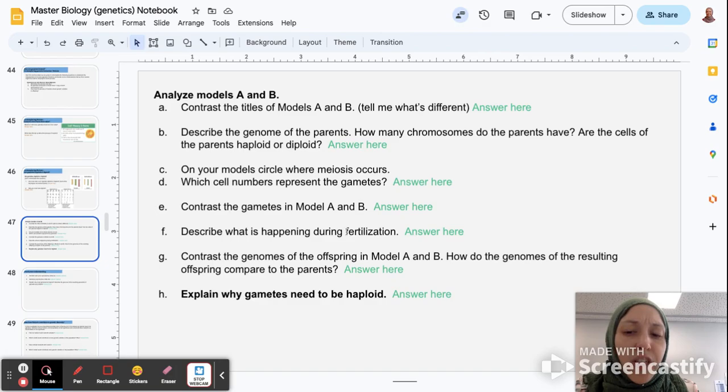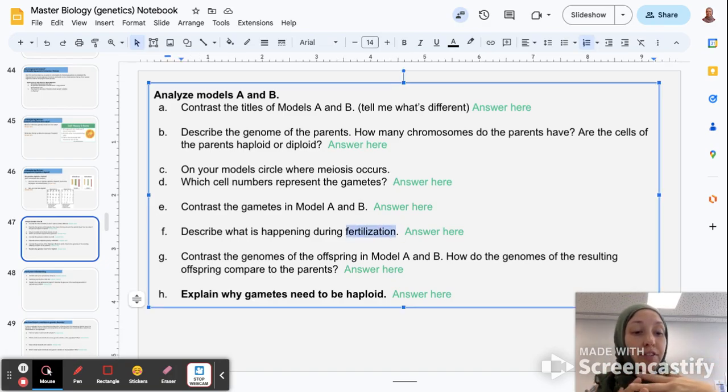My other question is, what exactly is fertilization? Fertilization is the joining of the genetic information of 2 gametes. So pollen and ovule joining their genetic information to produce a seed.